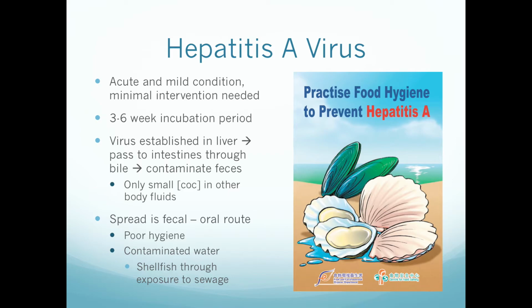Hepatitis A, it has an incubation period, so how long it takes to grow into a mature virus. It takes about 3 to 6 weeks, and this virus establishes itself in the liver and then makes copies of itself in cells. That's how viruses work. And then it passes through the bile into the feces to contaminate the feces. There are small, minuscule concentrations of hepatitis A in other bodily fluids. Its highest concentration is in the feces. So this is called a fecal-oral route of transmission.